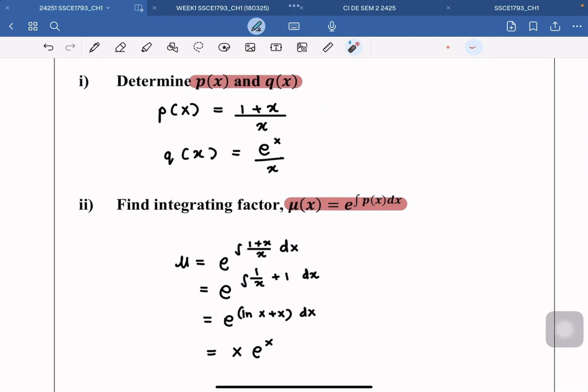you have to find the integrating factor mu(x), which is equal to e to the power of the integral of p(x) dx. Copy back the value of p(x), so your p(x) now is (1 plus x) over x dx. You simplify this, it becomes the integral of 1 over x plus 1 dx. Integrating 1 over x becomes ln x, integrating 1 becomes x, and then you simplify both, cancel the e with the ln, and you will get x e^x.